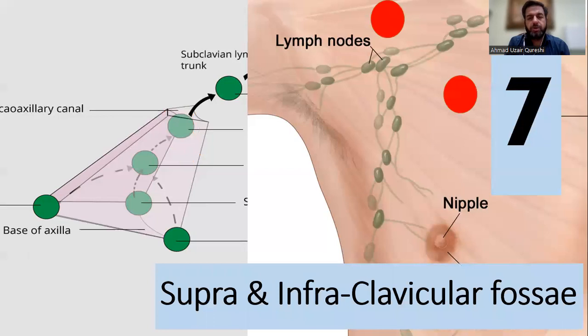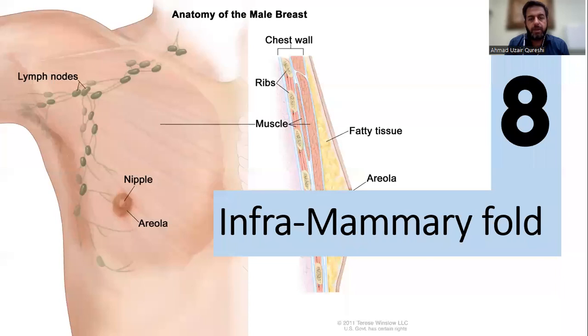So this is how you are going to do the axilla, and then move on to the supraclavicular and the infraclavicular lymph nodes. You need to palpate the supraclavicular fossa first for any fullness, and then you need to palpate the area for any mass on both sides.